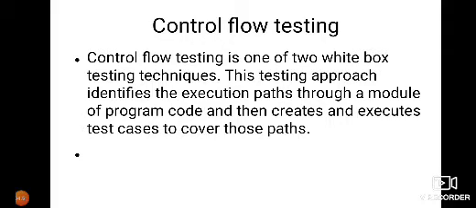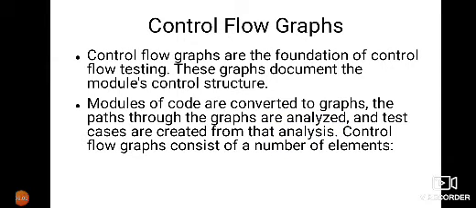So for that we are using several notations. We prepare some intermediary notation, and from that notation we will be deriving the test cases. This is the notation that we use in control flow testing, which is nothing but the control flow graph. We are creating something called a control flow graph. Control flow graphs are the foundation for control flow testing. These graphs document the module's control structure. So this is the intermediary notation.